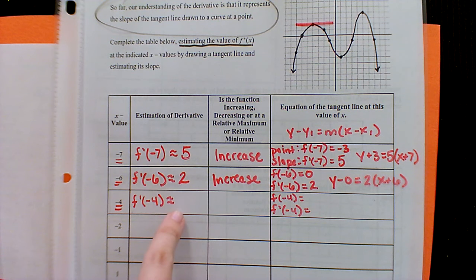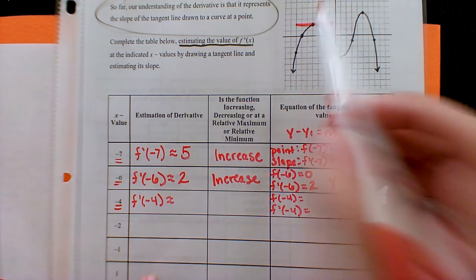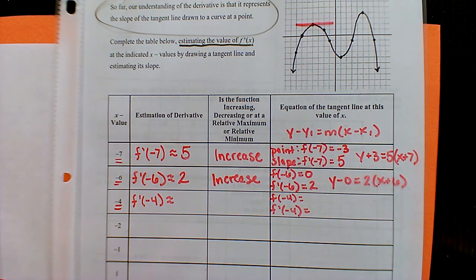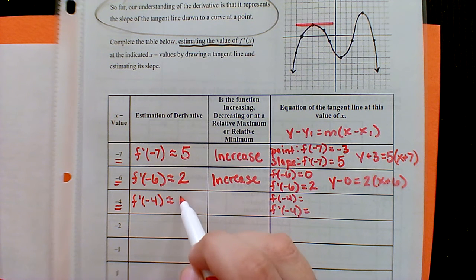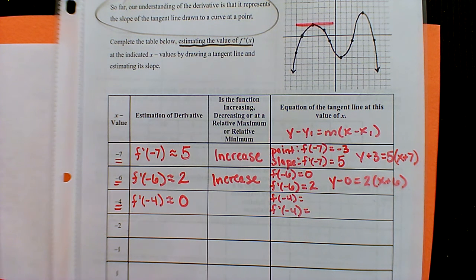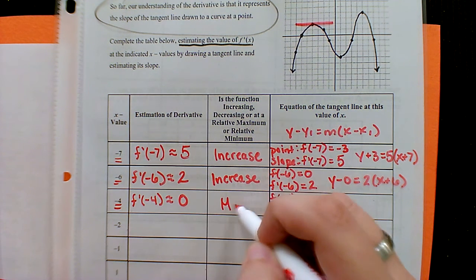Any takers for the slope estimation? Notice how your tangent line is flat. What do you think, Josh? So none, aka 0. Are you increasing, decreasing, max, or min at that spot? Yeah. Relative max. We have a max, yep.